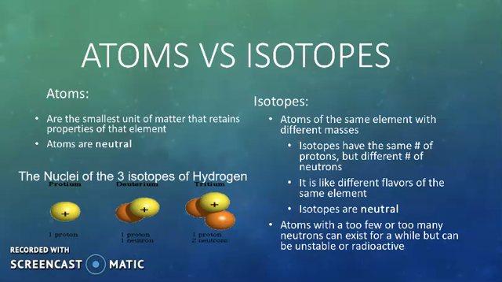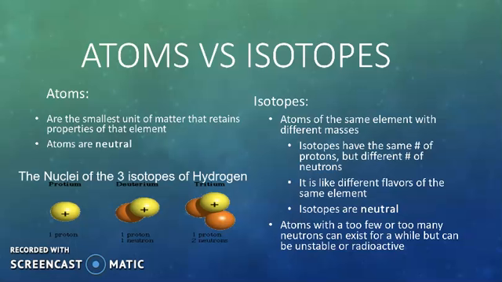It's like different flavors of the same element. So we have like an element, you might have a strawberry snow cone and a raspberry snow cone. They're still snow cones. They're still the exact same element. So different flavors of the same element. And when we do a lab looking at isotopes, we actually use candy. So when you look at the candy, you have M&M, mini M&M, normal M&M, pretzel M&M. They're all still M&Ms. They're the same element. They just have different flavors or different numbers of neutrons in the case of the atoms.